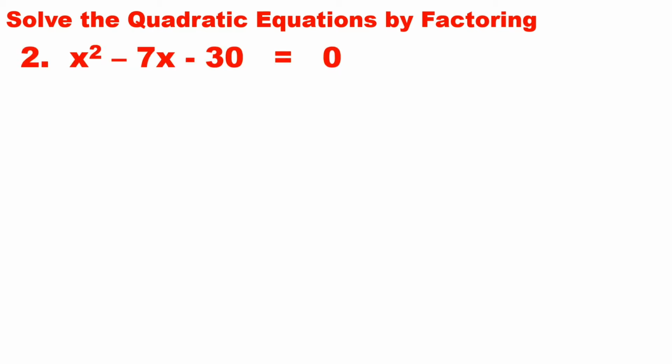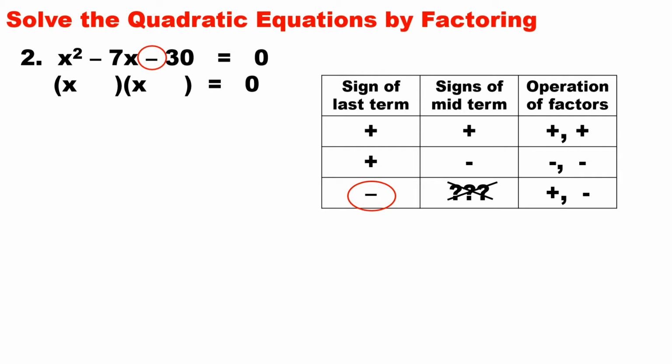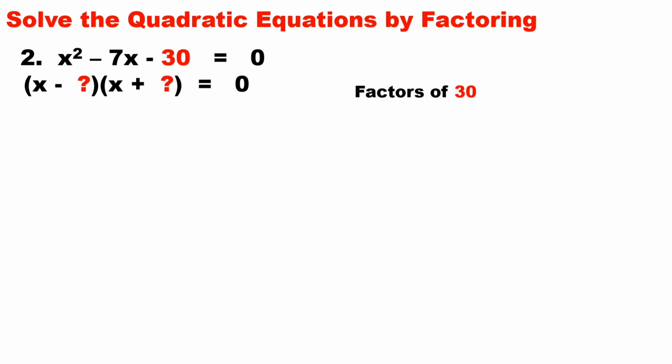Problem number 2, solve by factoring x squared minus 7x minus 30 equals 0. The factors of the first term x squared are x and x. And since the third term is negative, no need to consider the sign of the middle term. The signs of the factors are plus and minus. The factors of 30 that can be used for the trial and error method are 5 times 6, 3 times 10, 2 times 15, and 1 times 30.